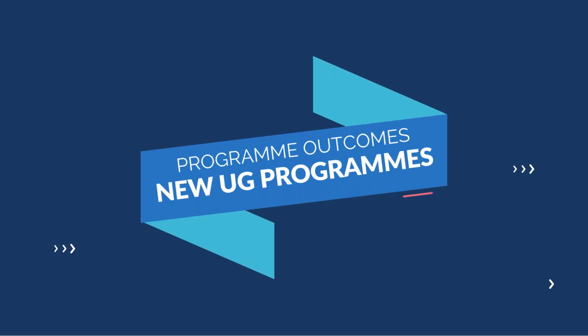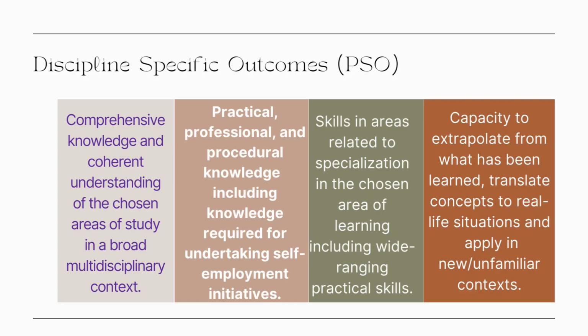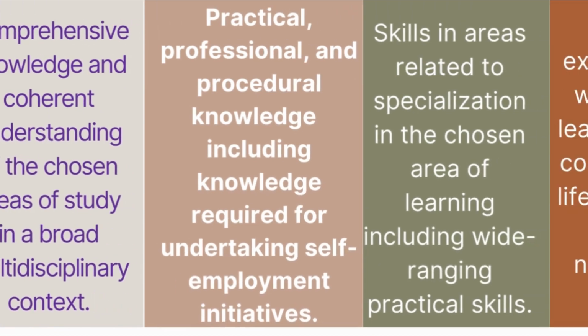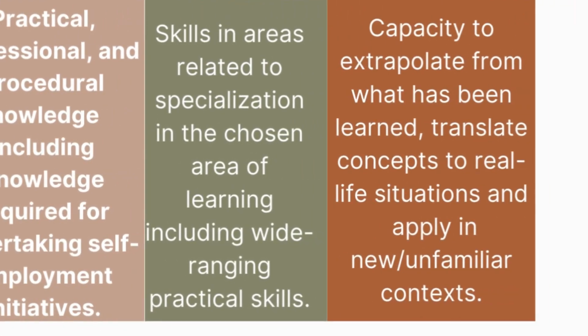These are the discipline-specific outcomes or PSOs suggested by the undergraduate curriculum framework. The first is a comprehensive knowledge and coherent understanding of the chosen areas of study in a broad multidisciplinary context. Secondly, practical, professional and procedural knowledge, including knowledge required for undertaking self-employment initiatives. Thirdly, skills in areas related to specialization in the chosen area of learning, including wide-ranging practical skills. And finally, capacity to extrapolate from what has been learned, translate concepts to real-life situations, and apply in new, unfamiliar contexts.